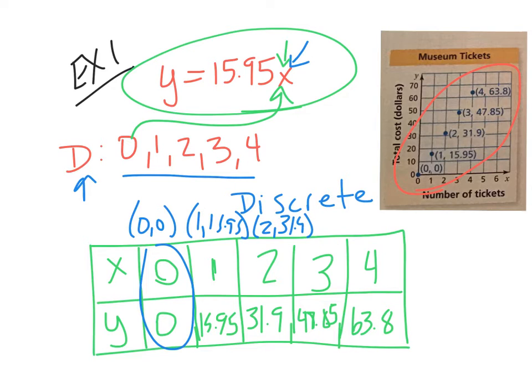Okay, I'm not going to require you to graph these right now because I know a lot of you don't have graph paper. So for this particular example, I went ahead and put the graph up here so you can see it. So you cannot buy a portion of a ticket. So this is to reinforce the fact that this domain would be considered discrete.